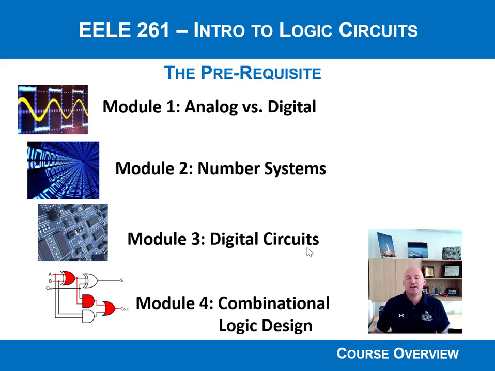A digital circuit is unique in that its inputs and outputs are ones and zeros. They're binary values, they're logic values. But the circuit is always analog. It always takes in a voltage, it always has current in it. So we have to look at how the circuits actually operate underneath the hood in order to produce these ones and zeros. Then we get into combinational logic design.